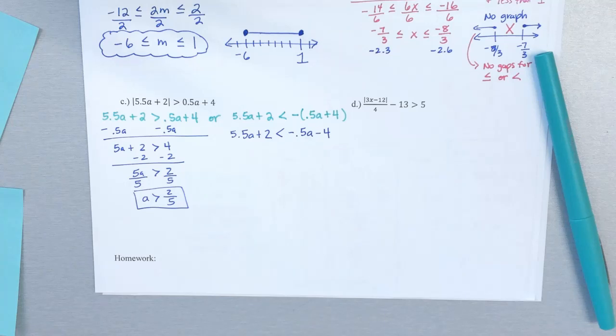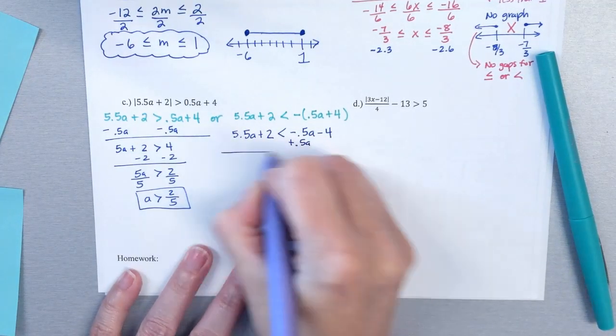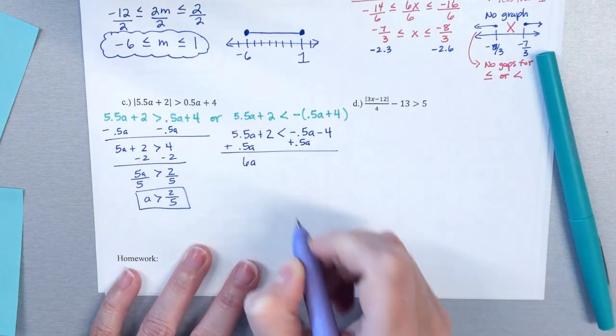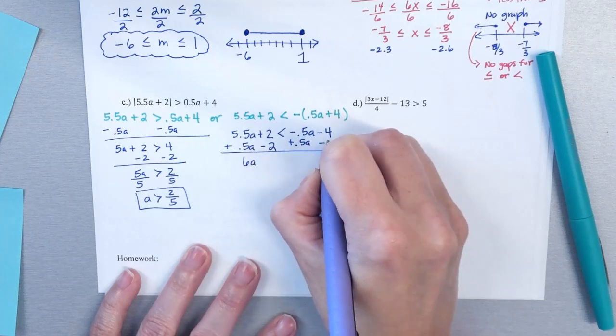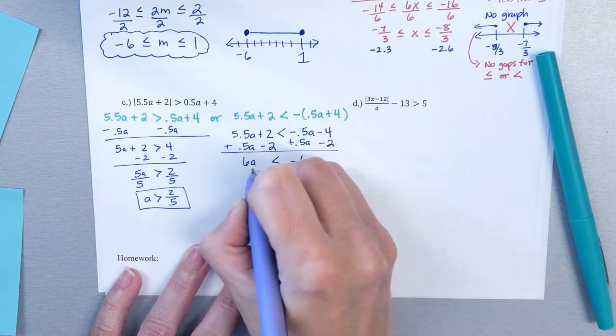All right, and then you're gonna write your solution with an OR. Good. Okay, so you're moving. Don't wait for me to do this. You guys, I'm giving you time to do it, okay? So this is going to be 6a, and then if you want, you can do this at the same time. So it's going to be 6a is less than negative 6.